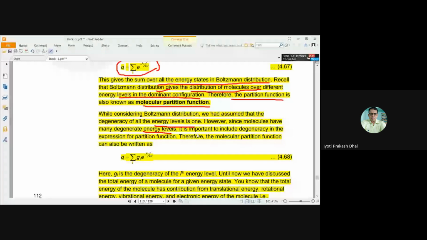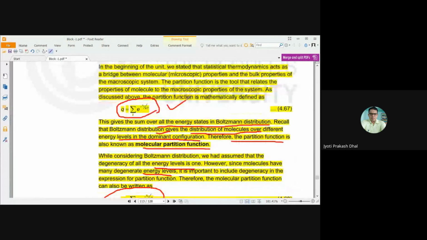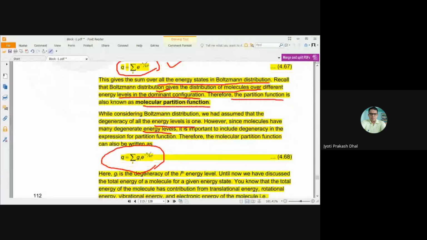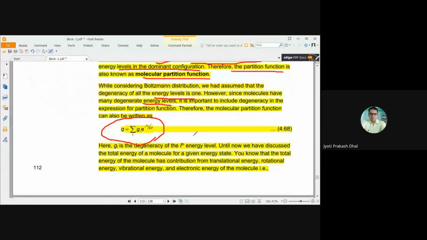Putting in the degeneracy, the partition function can be modified as Q equals the summation of gi into e to the power minus epsilon i divided by kT. Initially we considered that the degeneracy of every energy level is 1, but in the actual case many degeneracies are possible. So the molecular partition function is Q equals summation of gi into e to the power minus epsilon i divided by kT, where gi is the degeneracy of the ith energy level.